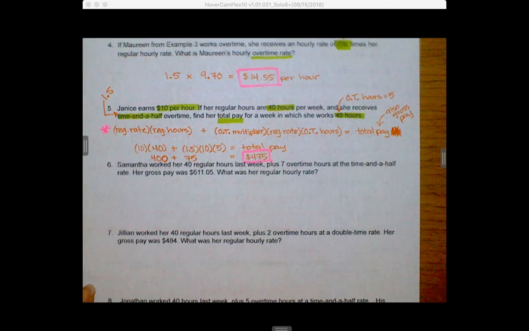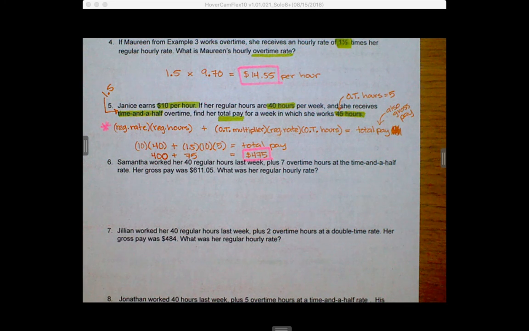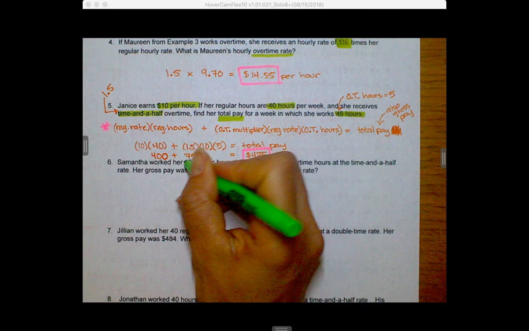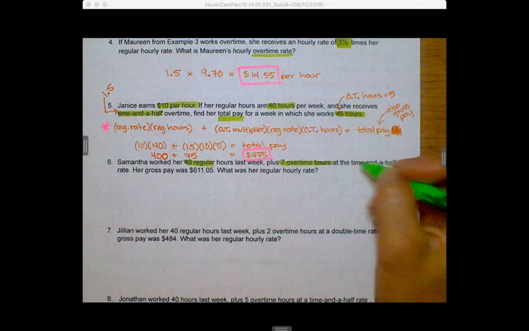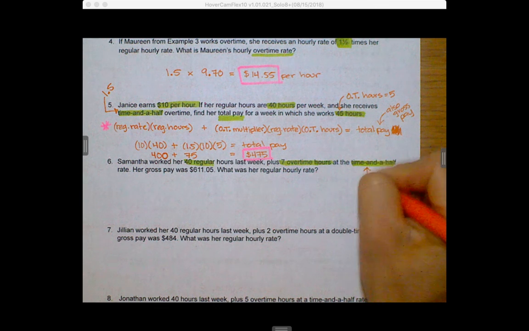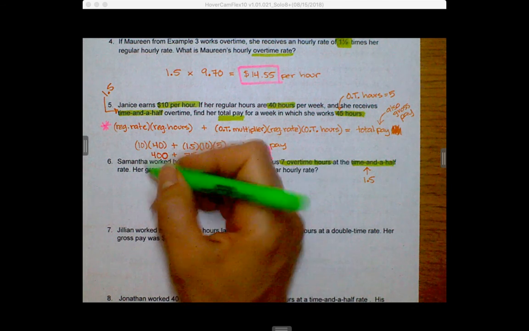Okay, so we're going to move on to number 6, and number 6 says Samantha worked her 40 regular hours last week, plus 7 overtime hours. So it's telling you exactly how many overtime hours she worked. She gets the time and a half rate, so for our multiplier we're going to use 1.5. Her gross pay was $611.05.